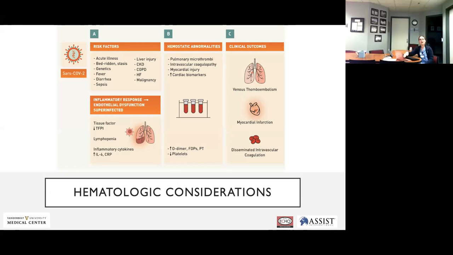Just to briefly discuss the hematologic considerations in these patients, I'd like to focus on the center part of this slide. So hemostatic abnormalities that we've seen in COVID-19 patients include pulmonary microthrombi. We see many kinds of microvascular injuries, and also intravascular coagulopathy. Lab abnormalities: these patients oftentimes have an elevated D-dimer. The fibrin degradation products are oftentimes elevated, and they often have an elevated PT. Their platelets as well are oftentimes low.